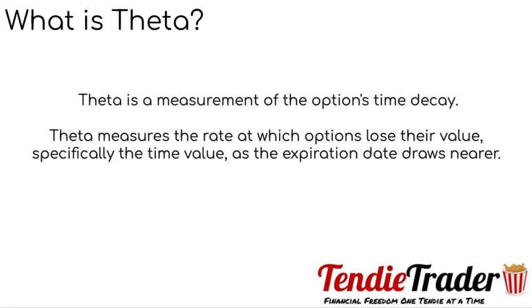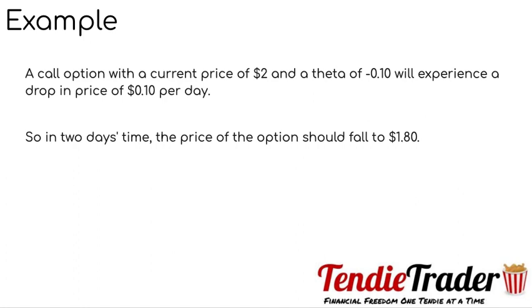So an example of that, let's say we have a call option with the current price of $2 and a theta of minus 0.1. Essentially what that means, when you see that in your trading app, is that it's going to lose 10 cents a day simply due to the loss of time value or time decay. That theta value is going to change. It's more than likely going to increase the closer you get to expiration. But for the simplicity of this example, let's say it stays constant at minus 0.1. Well, what that means is in 2 days, the price of that option should theoretically fall to $1.80, right?